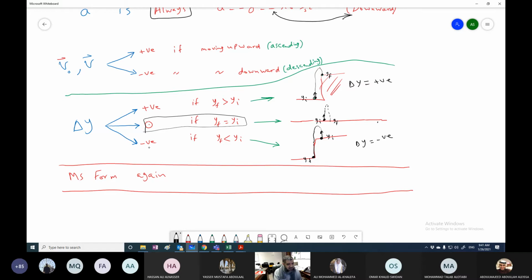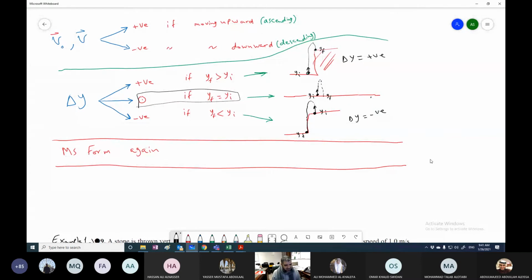And delta y will be negative if y final is less than y initial. So you throw the object from the top of a building like this. It goes up and it goes down below the initial height. So y final is below y initial and you will end up with delta y which is negative. Is it clear, guys?